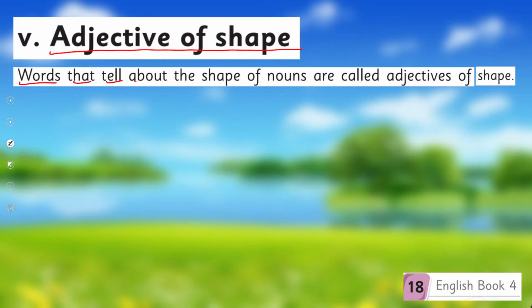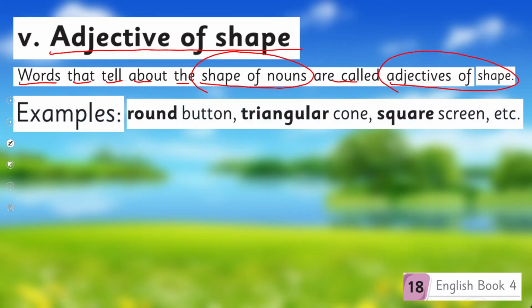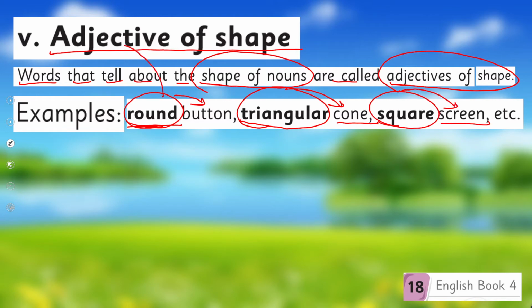Next is adjective of shape. Words that tell about the shape of nouns are called adjectives of shape. Its examples are round button. So round is telling us the shape of the noun. Triangular cone. So triangular is telling us what is the shape of the cone. Square screen. So screen is square. All these, round, triangular, square, are adjectives of shape.